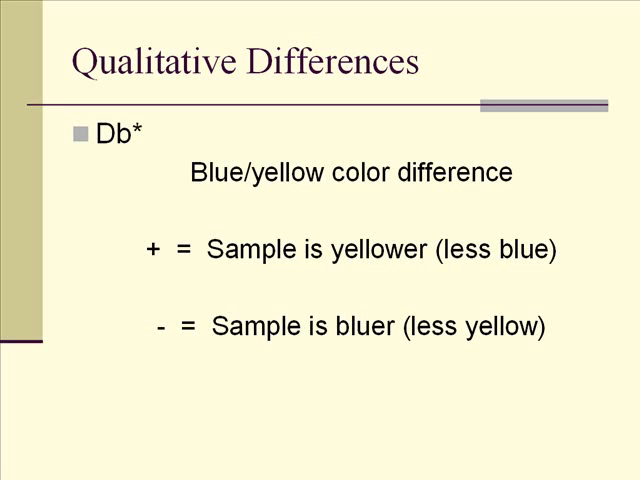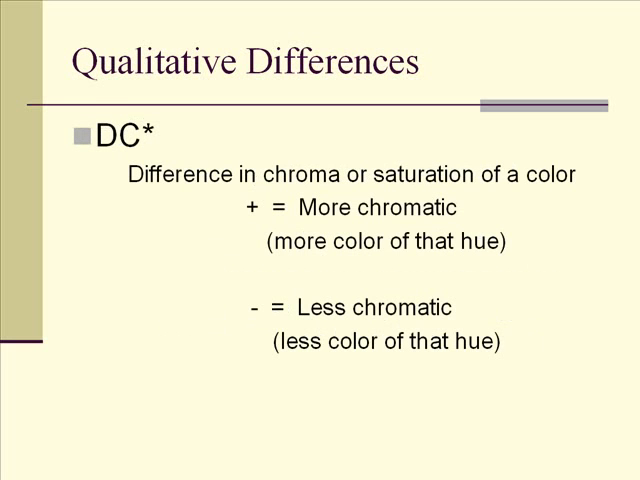Delta C, or the chroma difference, is the difference in chroma or saturation or purity, however you want to say it, of the color. If it's positive, it's more chromatic. If it's negative, it's less chromatic. Or if we think of it in terms of where on the diagram it falls, it's farther away from the center of the diagram. Delta H has to do with hue, difference due to hue only.